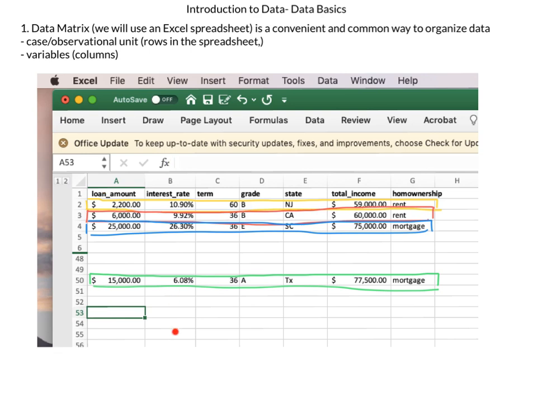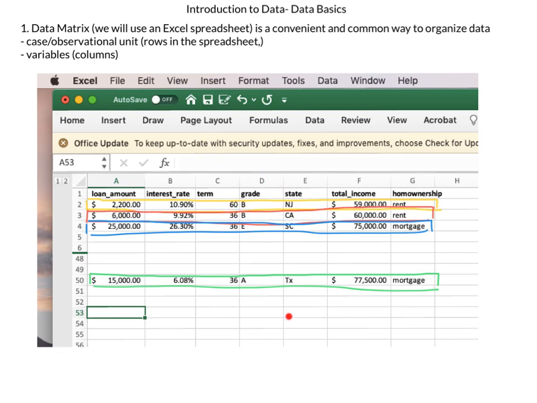The next variable we're interested in is in the second column. Here we have the title. It's called interest rate. This is the interest charged on the loan. This first loan has an interest rate of 10.9. The second loan, the $6,000 loan, has an interest rate of 9.92. This next column is the term variable. It tells us how many months our loan should take to repay. So this first loan of $2,200 should take 60 months. The second loan of $6,000 should take 36 months.